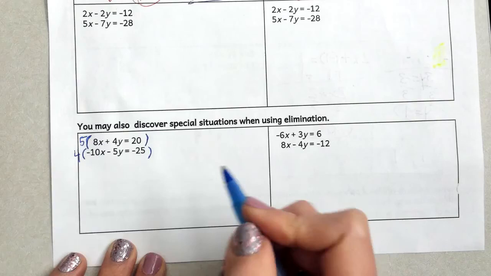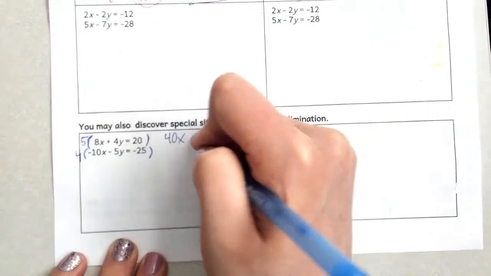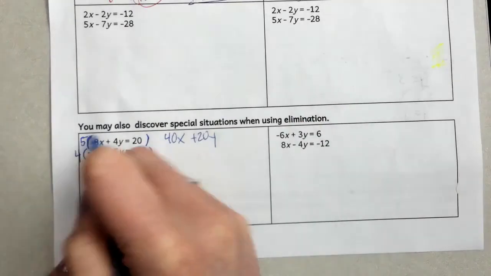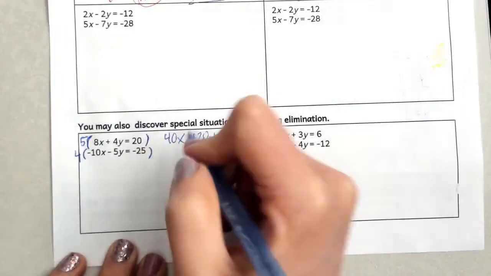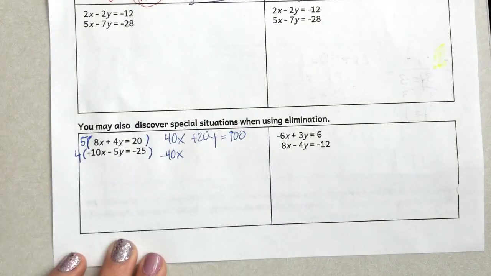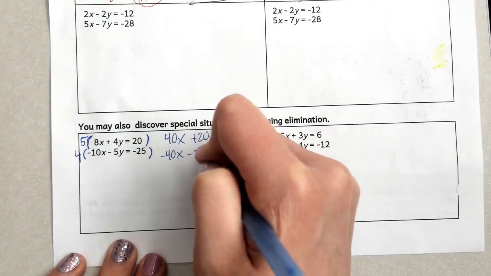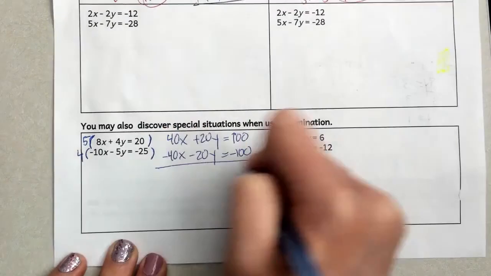5 times 8x is 40x. 5 times 4y is 20y. 5 times 20 is 100. 4 times negative 10x is negative 40x. 4 times negative 5y is negative 20y. And 4 times negative 25 is negative 100.